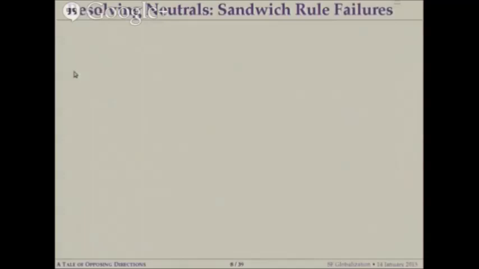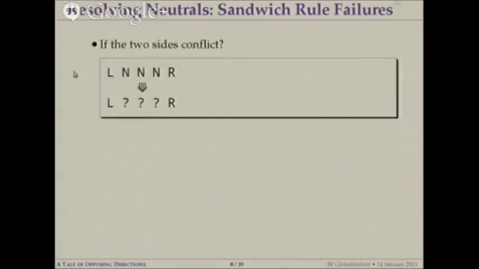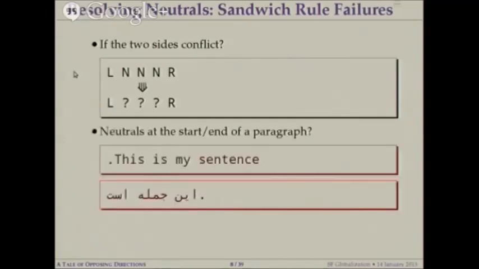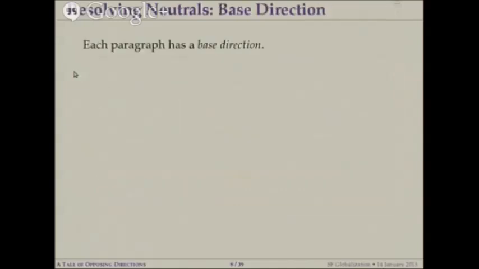But there's some places where this doesn't work. For example, what if you have two different directions, one on each side? Or at the beginning or at the end of the paragraph. If you kind of get that wrong, you might have your period on the wrong side of the sentence. So to solve this problem, each paragraph has a base direction.